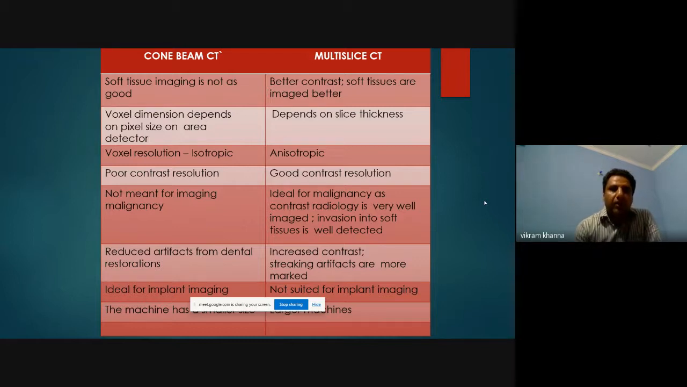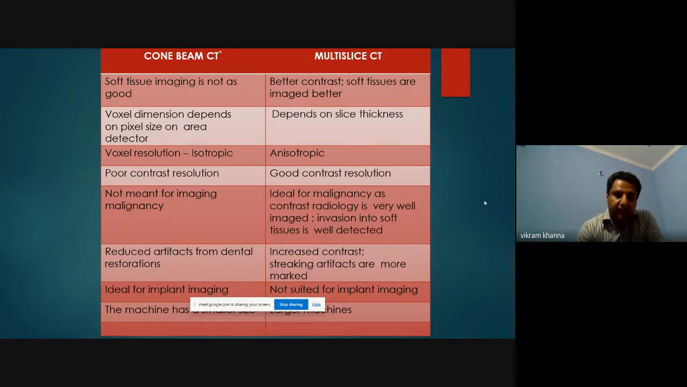Again, the next disadvantage of cone beam CT is poor contrast resolution, whereas multi-slice CT has good contrast resolution. The spatial resolution of cone beam CT is very good, but contrast resolution is not as good as CT scan. You can't use cone beam CT for malignant conditions, because you will not be able to find the involvement of lymph nodes, as it is very bad at soft tissue imaging. Definitely multi-slice CT is the option for malignancy and all.